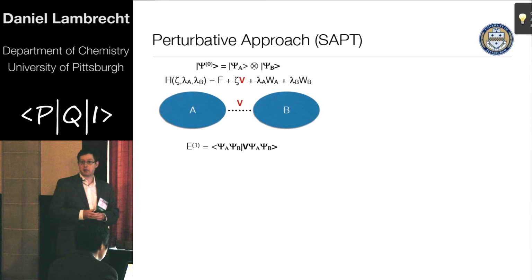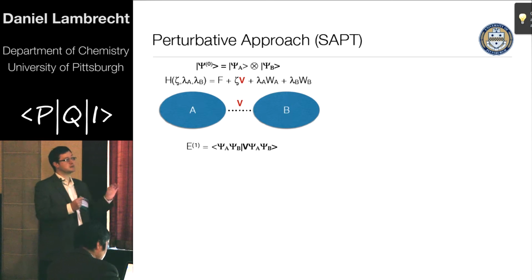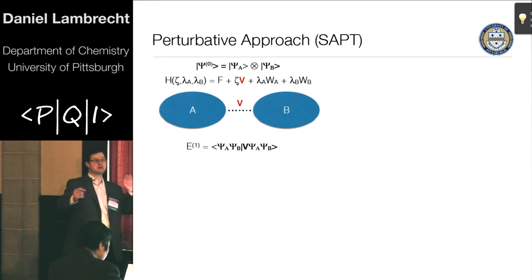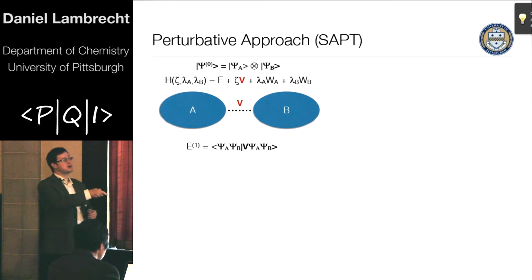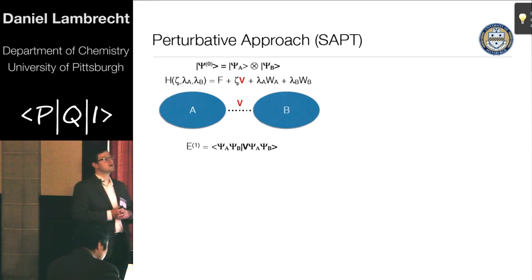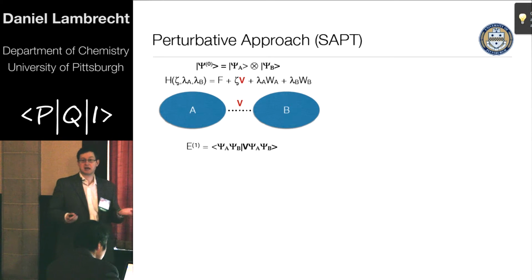And we partition the Hamiltonian into different pieces. Most importantly, there's this part V that comprises all the terms that have electron-nuclear interactions between those two monomers. So V comprises all the intermonomer interactions, and then we can calculate meaningful interaction energies in terms of perturbation theory.